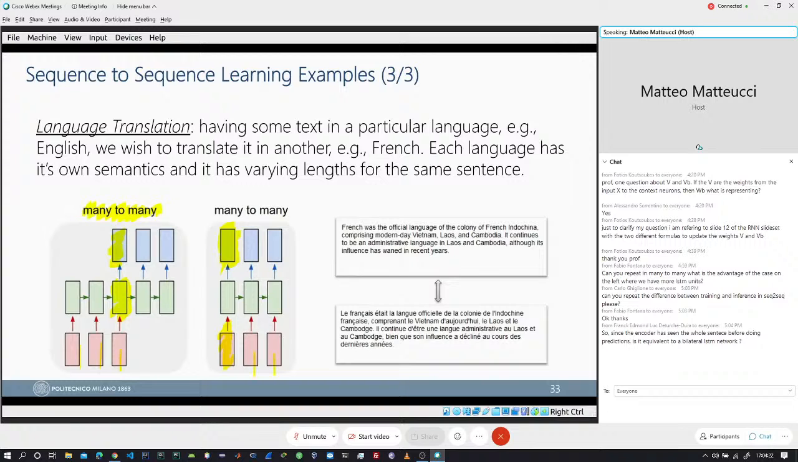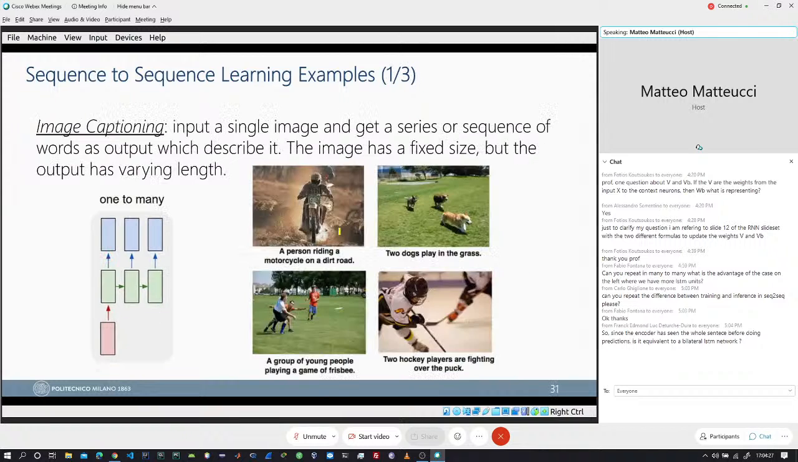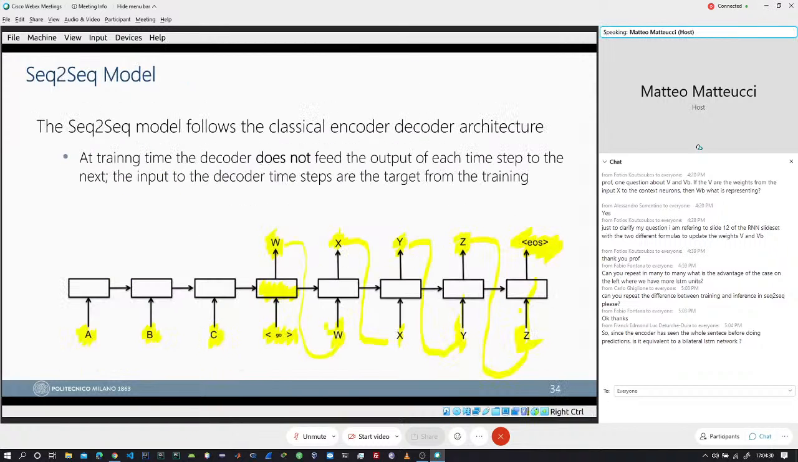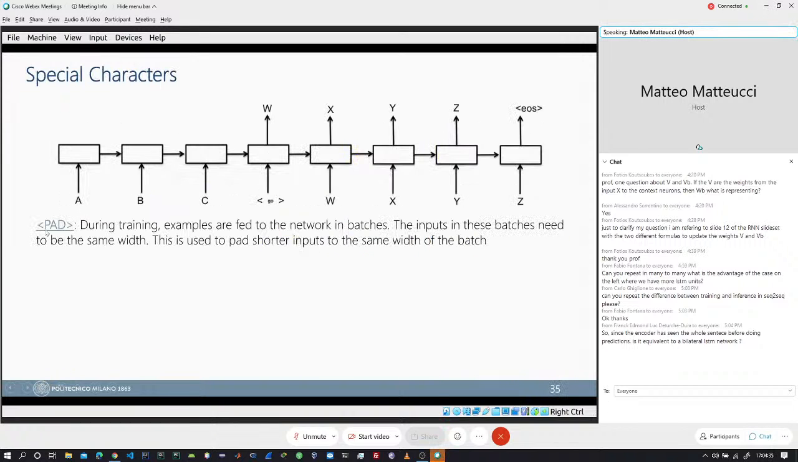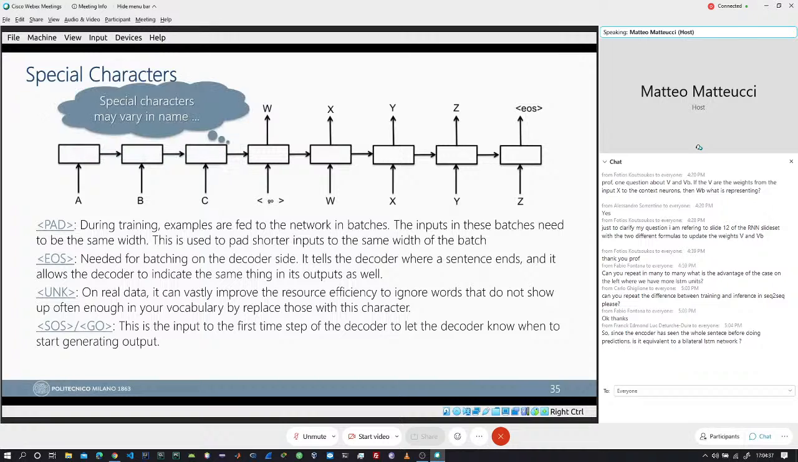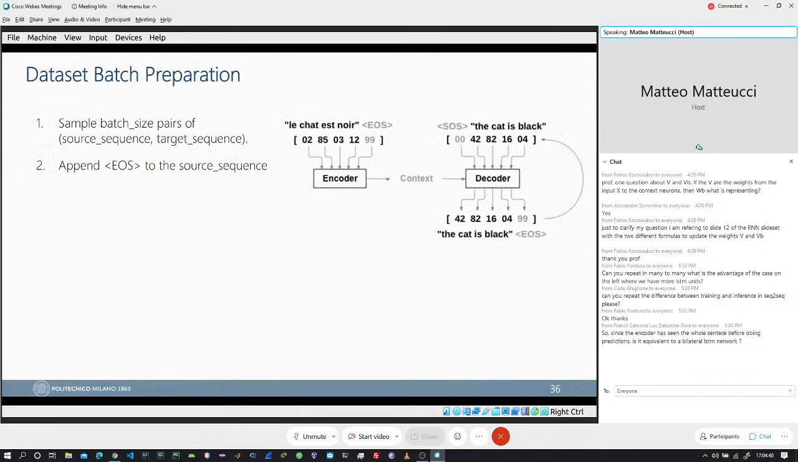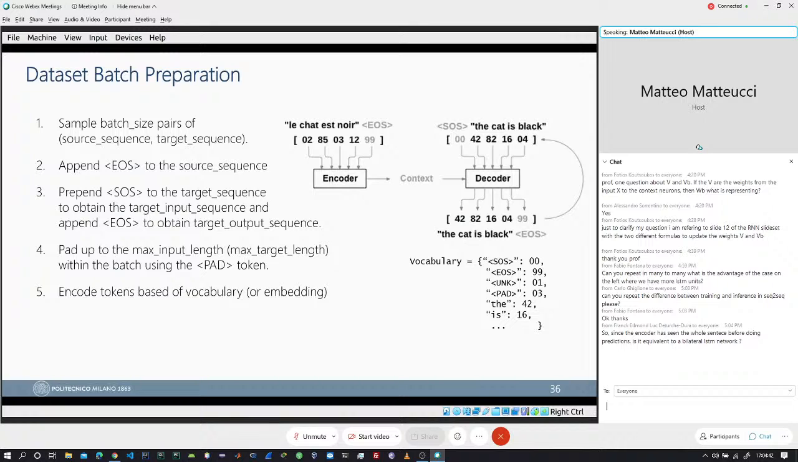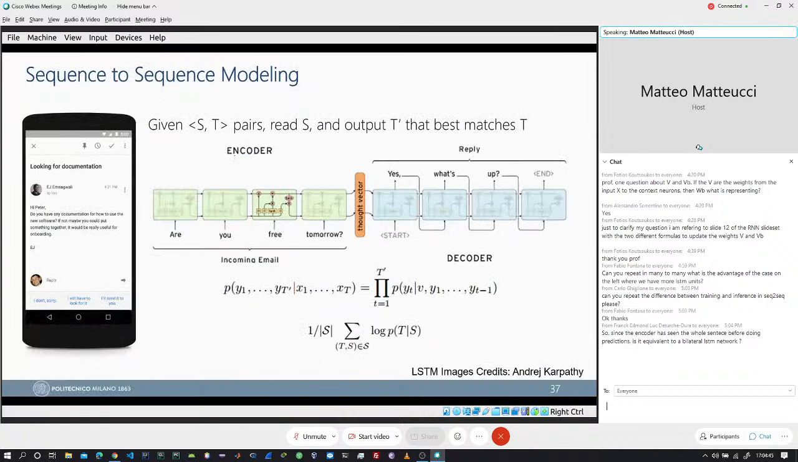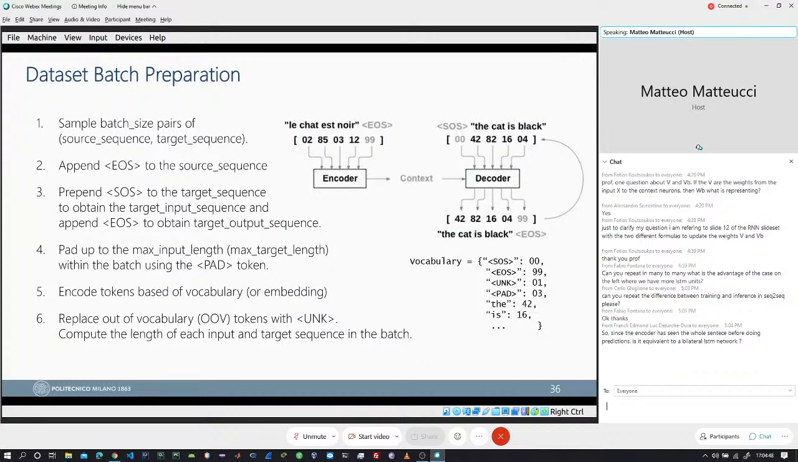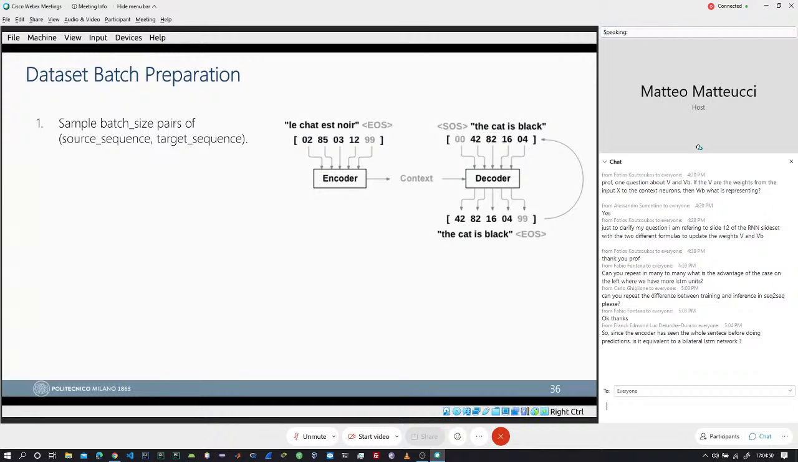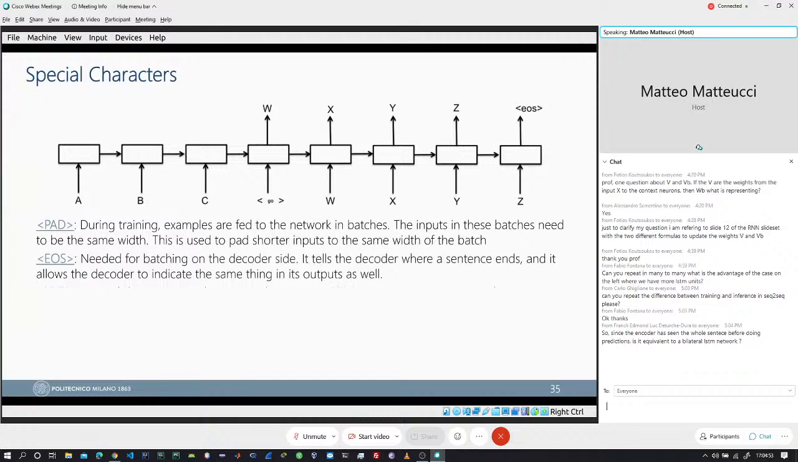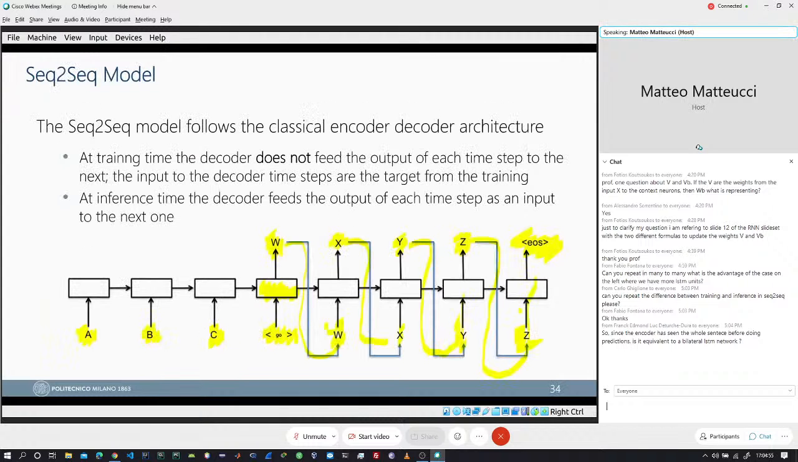Okay, question. Can you repeat the difference between training and inference? Yes, let's go back here. Let's see if I have another slide to clarify this question. I should have it. Yeah, I will answer this in front of the next slide. So I'll keep your question for 5 minutes later.